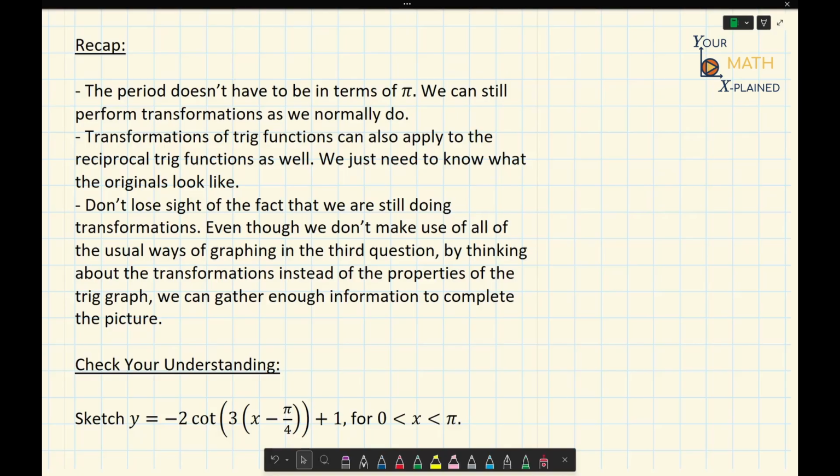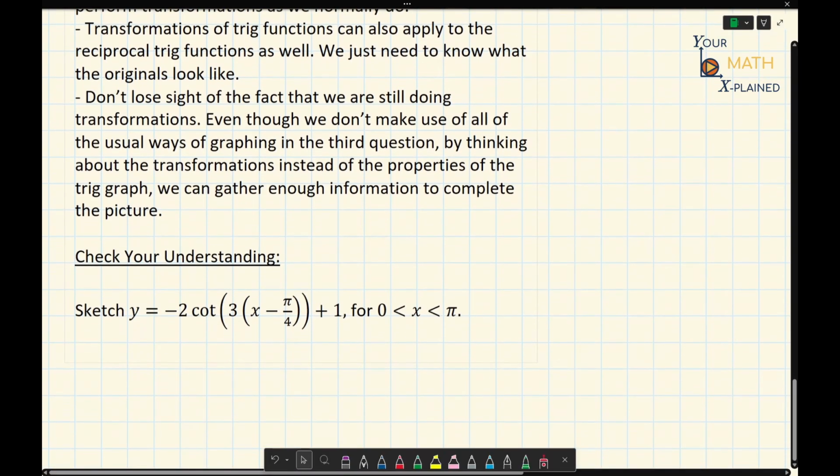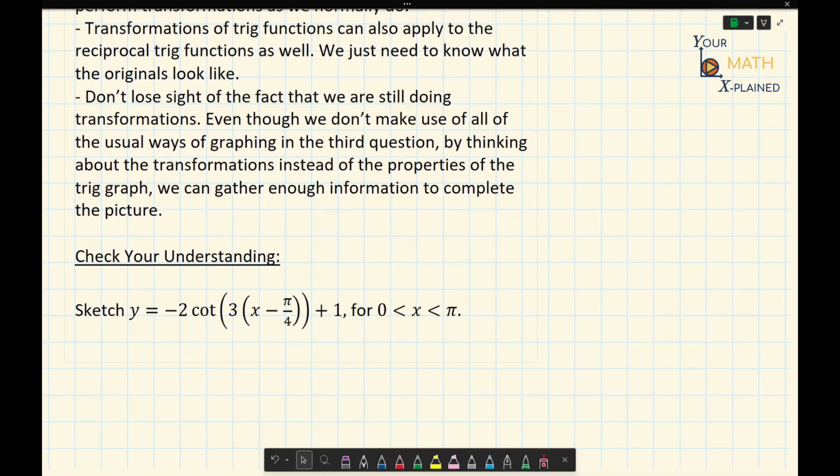So even though we've introduced new terms like the amplitude and midline, these transformations are still performed in the same way as before. So by thinking about it in terms of the actual transformations instead of the properties of the trig graph, it may be easier to gather enough information to complete the picture. And now it is your turn to give this a try. Can you sketch the graph of the transformed trig function on the screen here?